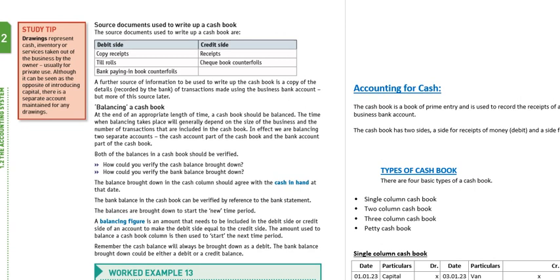In the next session I will teach the accounting for the cash book. We will learn about cash book accounts in different formats. We have different types of cash book: single column, double column, triple column, and petty cash. This will be explained in the next session.